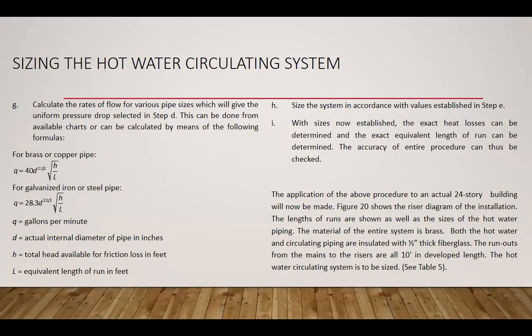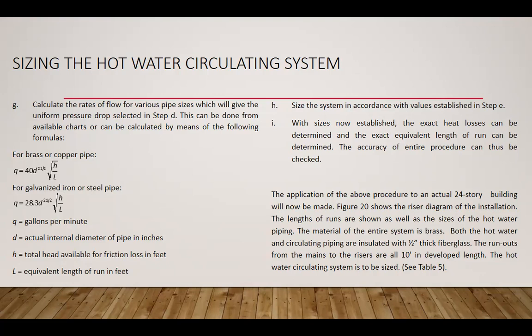So size the system in accordance with the values established in step E. When the size is now established, the exact head losses can be determined and the exact equivalent length of run can be determined. The accuracy of the initial procedure can thus be checked. So, again, the application of the above procedure to an actual 24-story building will now be made.